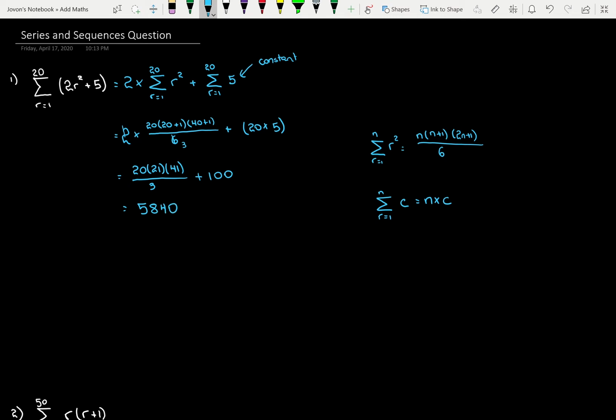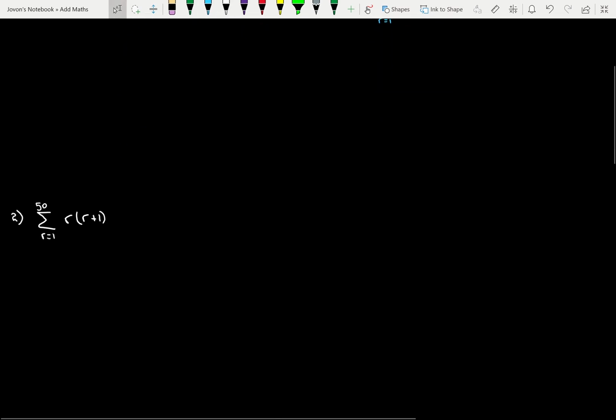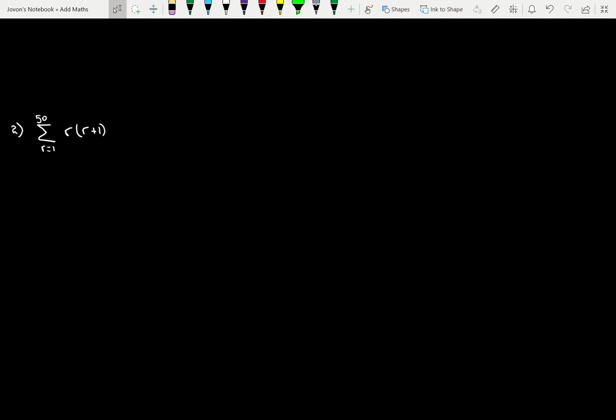So again, all it simply involves is using the rules we mentioned before and applying it to the different situations, okay? So our next question, keeping it simple, is the sum from r is equal to 1 to 50 of r multiplied by r plus 1. Now remember again, we look at the lower boundary, it's r is equal to 1, so we could use the equations we mentioned before. Okay, simple.